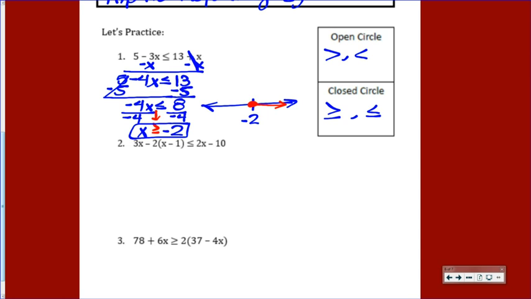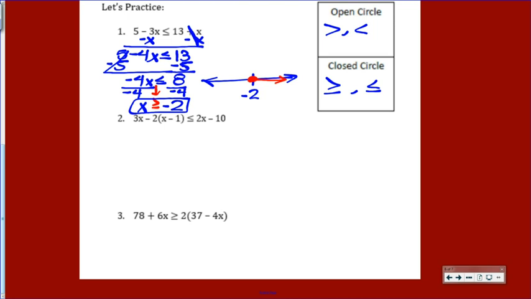Number 2, 3x minus 2 times the quantity x minus 1 is less than or equal to 2x minus 10. So I do have parentheses here, so my first step is going to be to distribute to get rid of those. I must take the sign with my coefficient, so I'm multiplying by a negative 2, so negative 2x, and negative 2 times negative 1 is a plus 2. It's less than or equal to 2x minus 10. Now I combine my like terms. 3x minus 2x is just x. It's less than or equal to 2x minus 10.